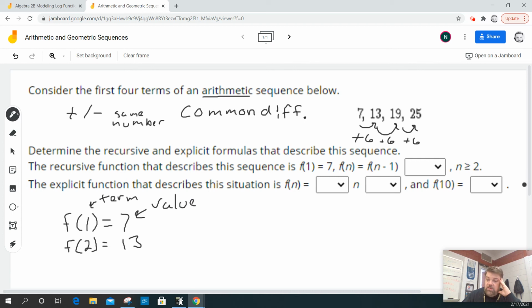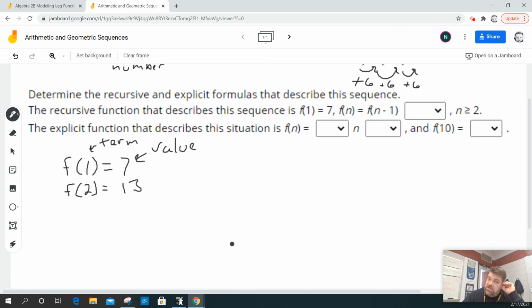Now, it's different than an explicit function, because the explicit function is a function like, what is the equation? When I plug in 2, how do I get 13? When I plug in 3, how do I get the next term, 19? All right. So then f of 3 is equal to 19. F of 4 is equal to 25. Now, this is recursive.